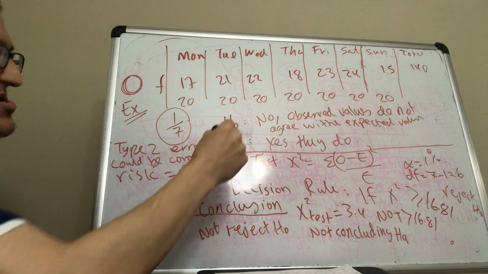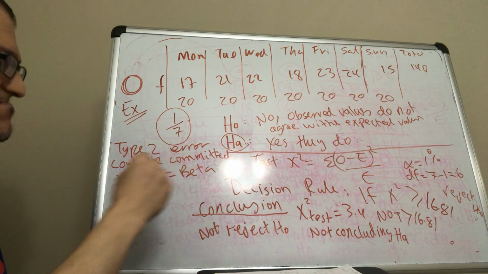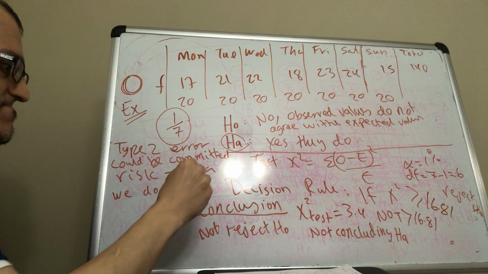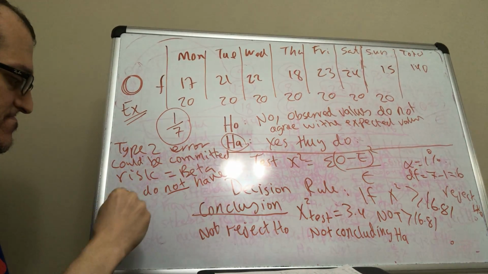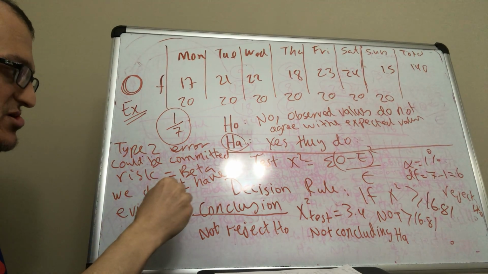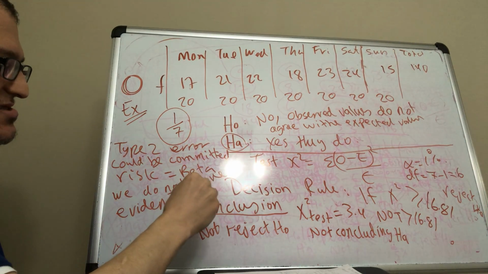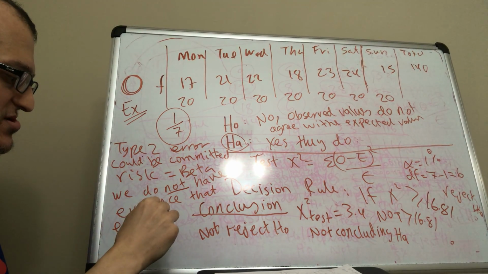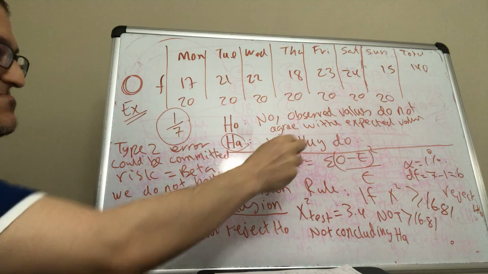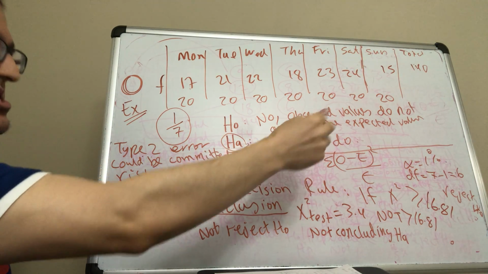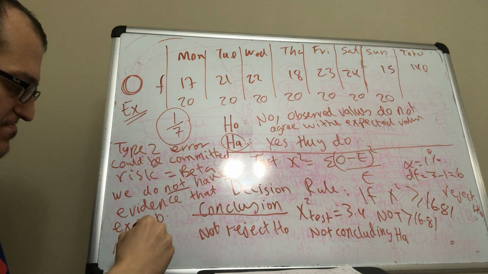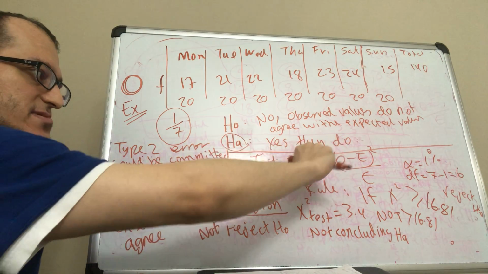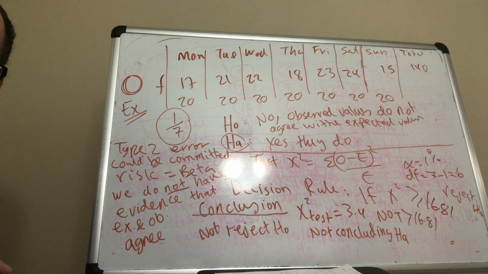In English, you're not concluding HA, so we don't have evidence for HA. So we don't have evidence that expected and observed agree with each other.